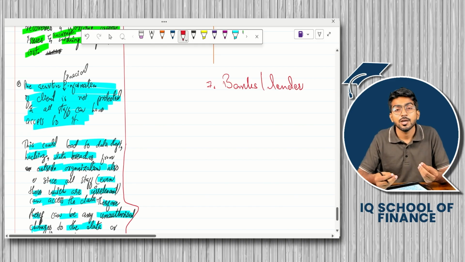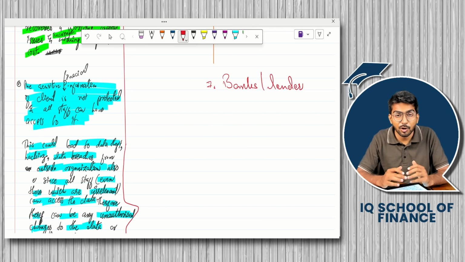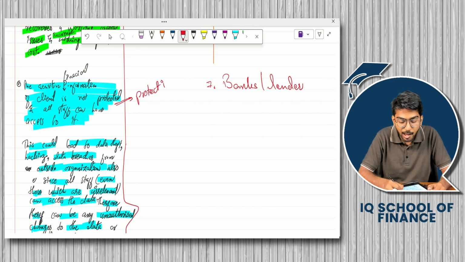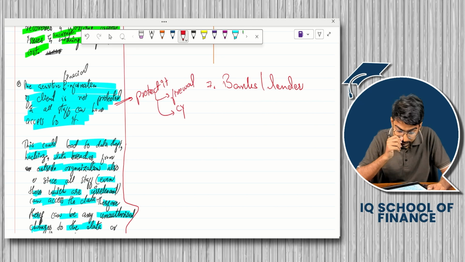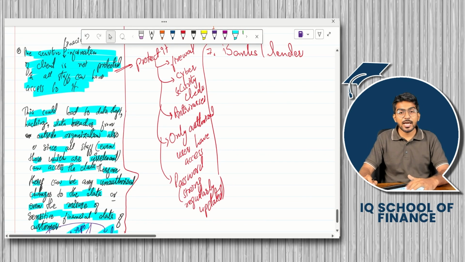How can we protect it? You can put up proper cyber security checks, firewalls, antiviruses, strong passwords, right? And there should not be access for everyone. There should be access only for authorized persons, and these authorized persons should have a user ID and password which only they should know. And these passwords should be regularly updated. Very easy. So this is what you are going to mention: if it is not protected, protect it. How? Okay, so I have mentioned all these things here.